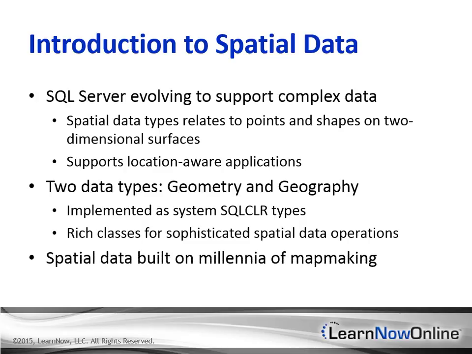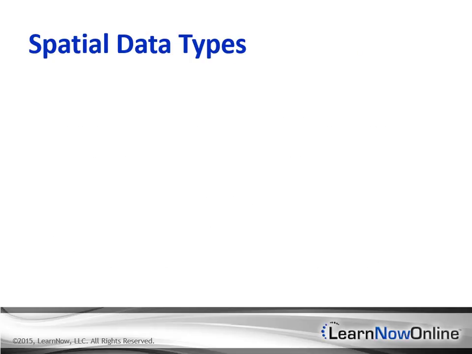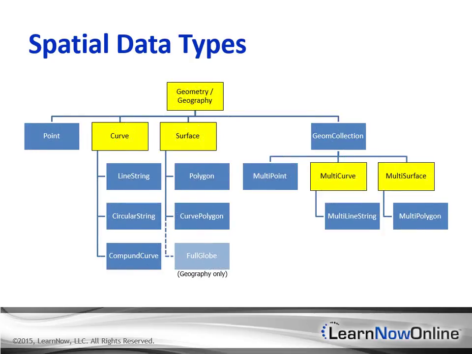Now, spatial data is a complex feature that's built on millennia of human map-making experience with complex algorithms based on a variety of standards that support GIS applications and data. SQL Server includes two spatial data types, geometry and geography, that encapsulate the database's support for spatial data. Each data type includes pretty much the same point, line, shape, and collection objects, as well as a rich set of methods and properties for working with these shapes. So this figure shows the hierarchy of available objects.